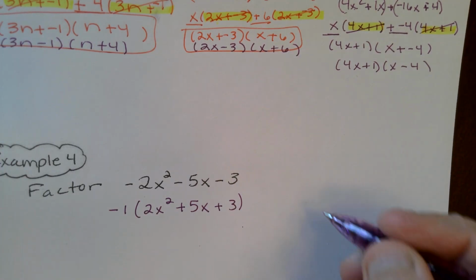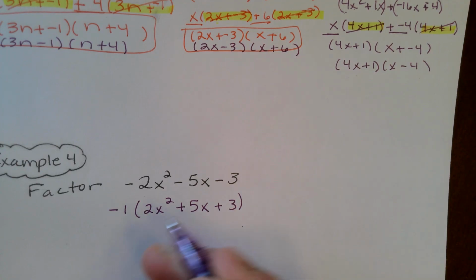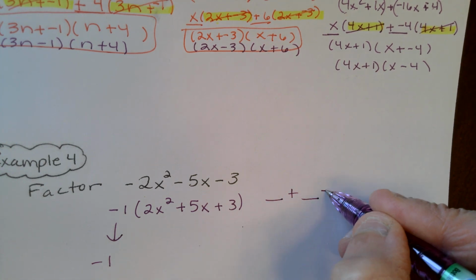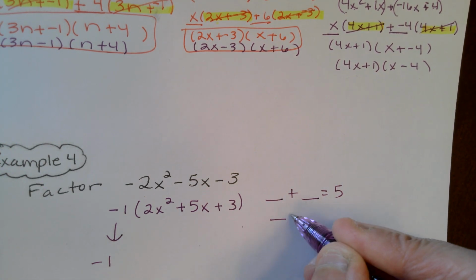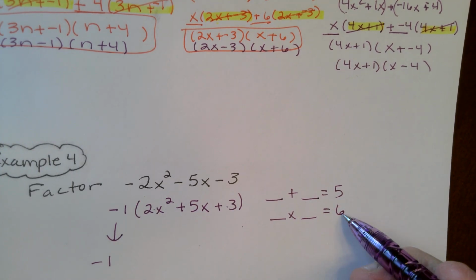Okay, because then now we can do box 2, because we still have a number in front. It's just we got the negatives outside. So we're going to do box 2 for this inner part. This negative 1 is just going to float out front. Okay, so what plus what equals 5, and what times what equals 6. Oh, here we go again, where they're 1 apart.